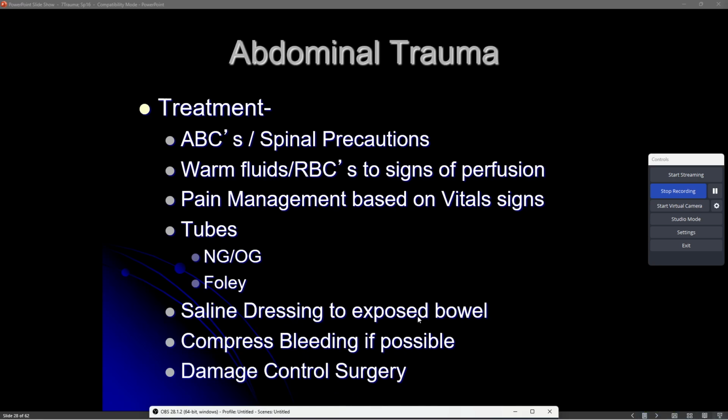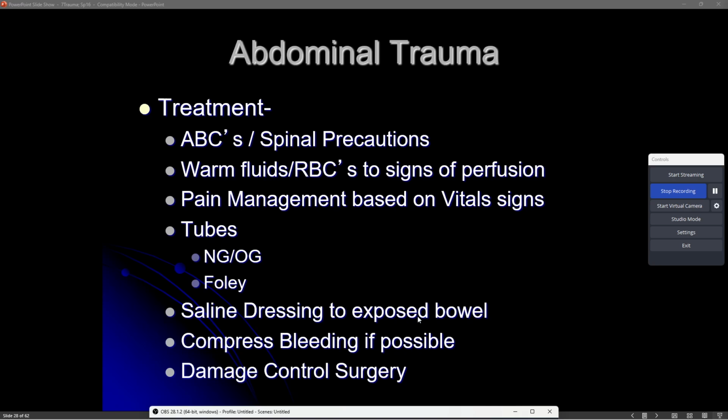If you have exposed bowel, what's called an evisceration, where you have bowel or an organ outside the abdominal cavity, you're going to take a bulky, sterile dressing, a 4x4 or a trauma dressing. You're going to soak it in sterile saline, and then wrap it around the bowel, kind of like a taco almost, if you will. And around the top of that, you'll do a big, dry, bulky dressing.